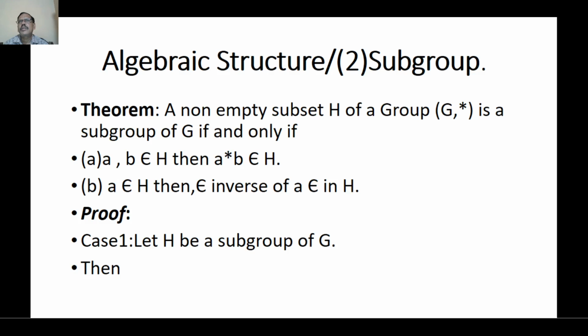For example, if you take set of all rational numbers Q and set of all integers. Set of all integers is a subset of set of all rational numbers, and set of all rational numbers is a group. Set of all integers is also a group. Therefore we say set of all integers is a subgroup of set of all rational numbers. Similarly, set of all rational numbers is a subset of set of all real numbers, and both are groups. Therefore, set of all rational numbers is a subgroup of set of all real numbers under addition. Both are under addition. So these are some examples for subgroups.